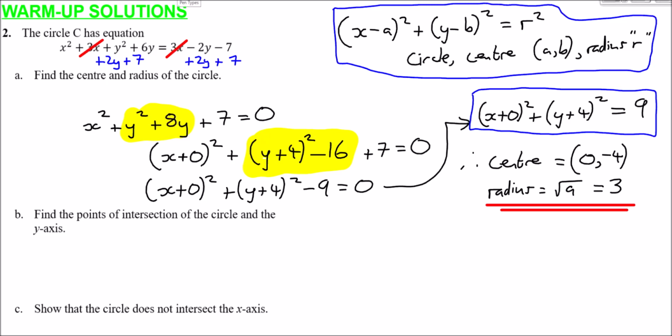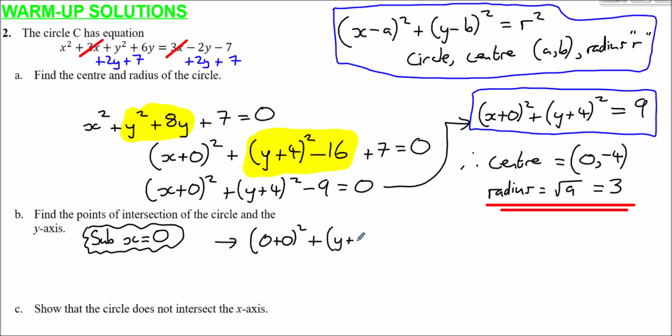When the circle, or any curve for that matter, crosses the y-axis, the key thing to note there is when we cross the y-axis, the value of x is 0. So without saying it, the thing we need to do is to sub in that x equals 0. And if we do that, this equation here becomes 0 plus 0 squared plus y plus 4 squared equals 9. In other words, y plus 4 squared equals 9. You could have got to that stage in one step, I suppose.